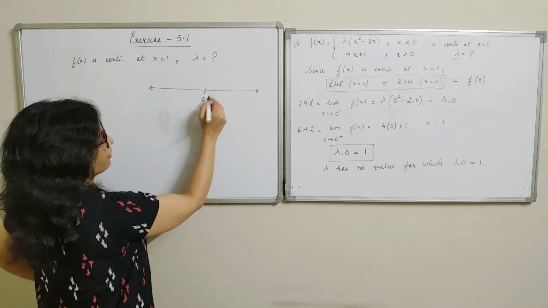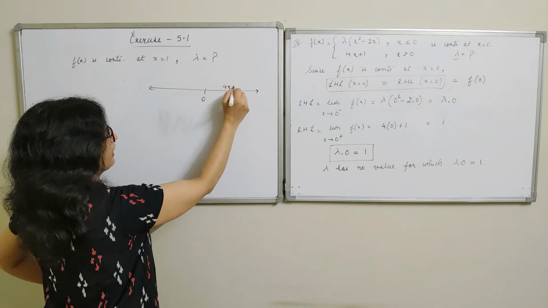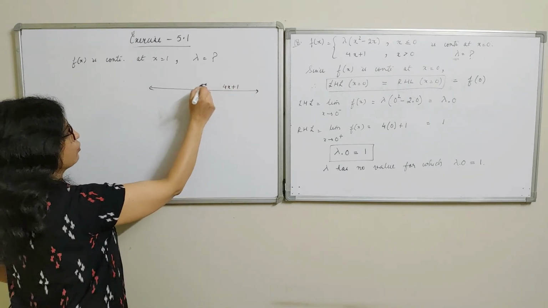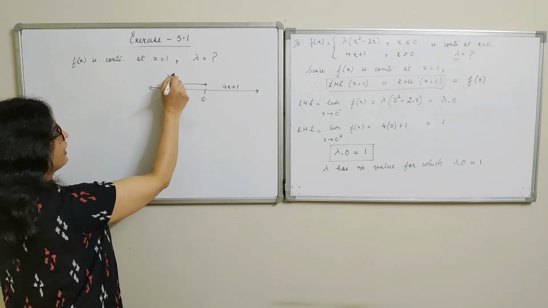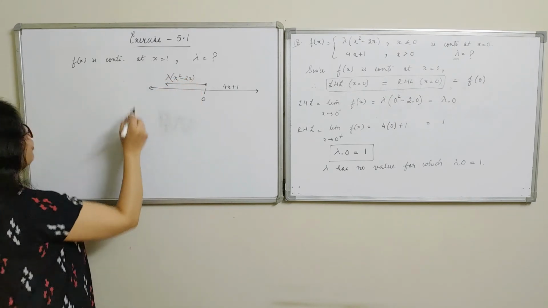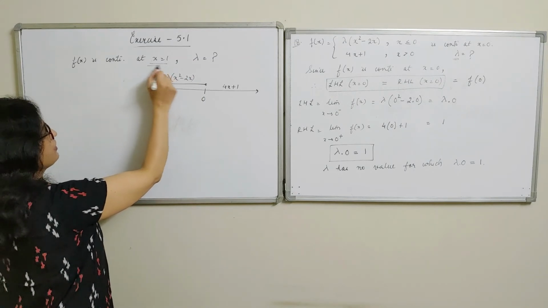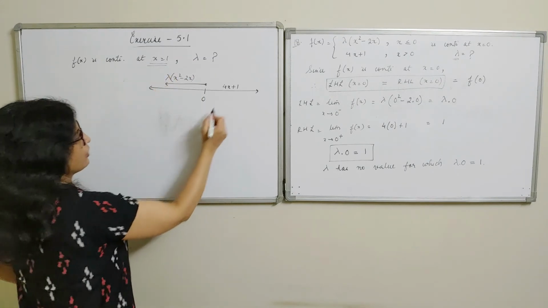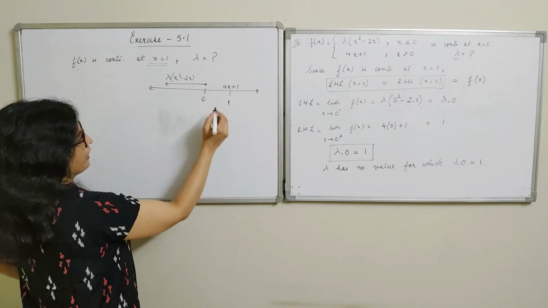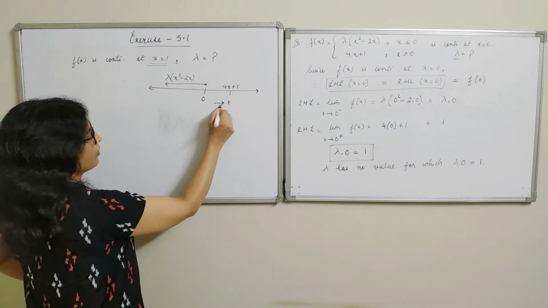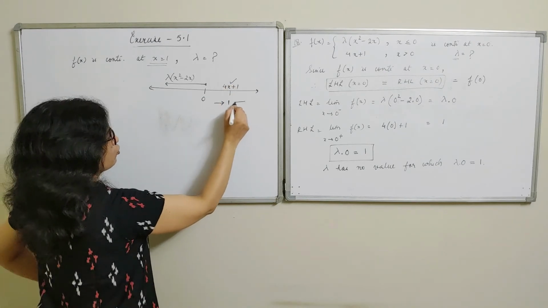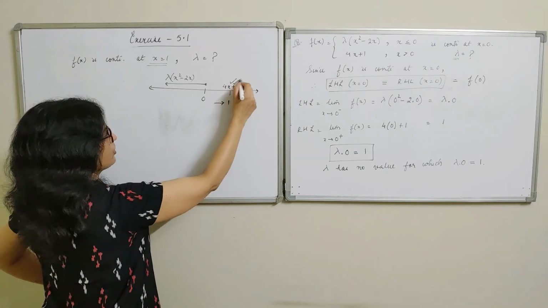So whenever x is greater than 0, the function is defined as 4x plus 1. For x less than or equal to 0, the function is defined as lambda x squared minus 2x. We are given here that the function is continuous at x equal to 1. So where is x equal to 1? On the right side of 0. Say this is the point 1. So whenever you approach 1 from the left side, the function is 4x plus 1. If you approach 1 from the right hand side, the function is still the same.